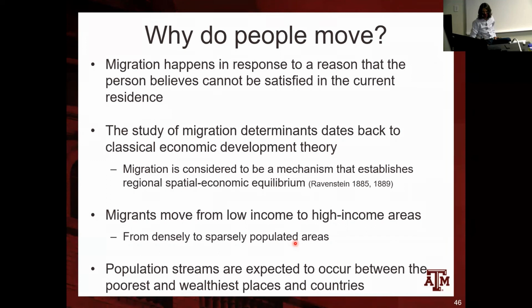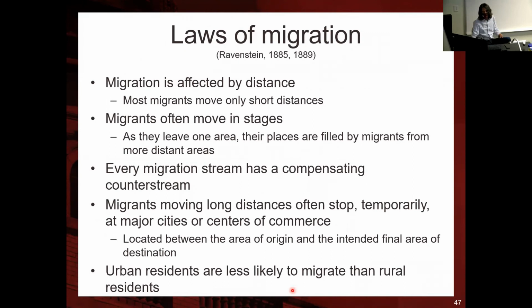And population streams are expected to happen between the poorest and wealthier places and countries. So people tend to move from poor areas into more wealthy areas. And Ravenstein discussed these major laws of migration. Migration is affected by distance. Most migrants move only short distances.